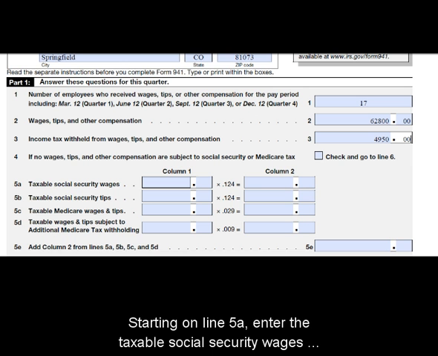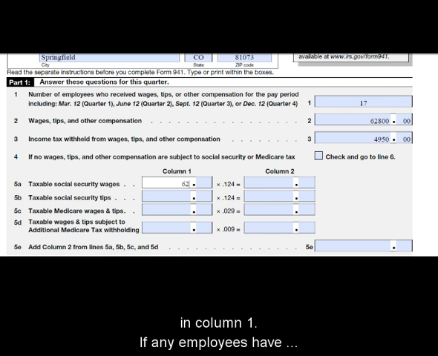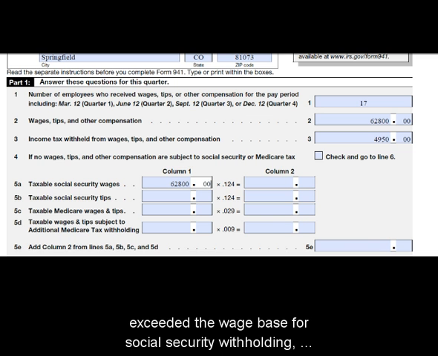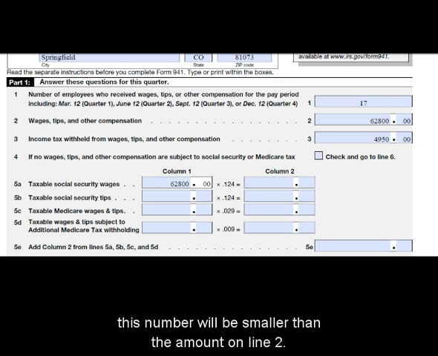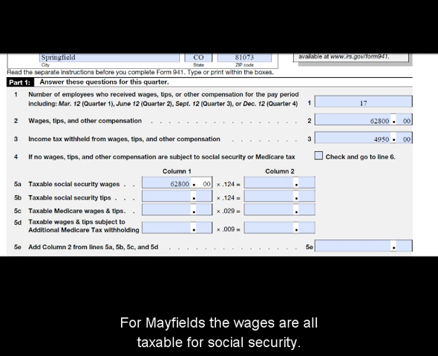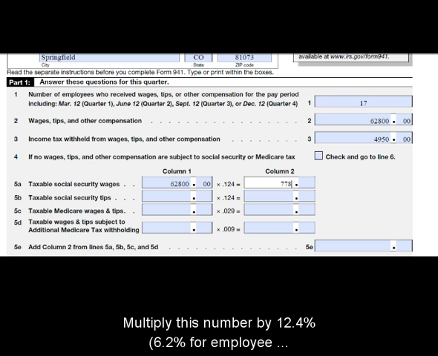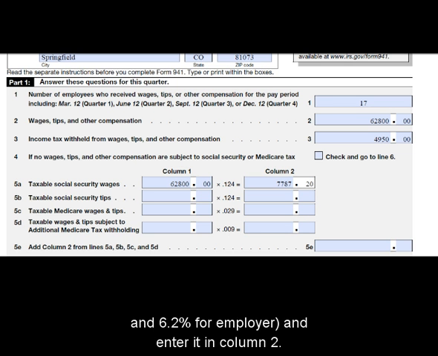Starting on line 5A, enter the taxable Social Security wages in column 1. If any employees have exceeded the wage base for Social Security withholding, this number will be smaller than the amount on line 2. For Mayfield's, the wages are all taxable for Social Security. Multiply this number by 12.4%, 6.2% for employee, and 6.2% for employer, and enter it in column 2.